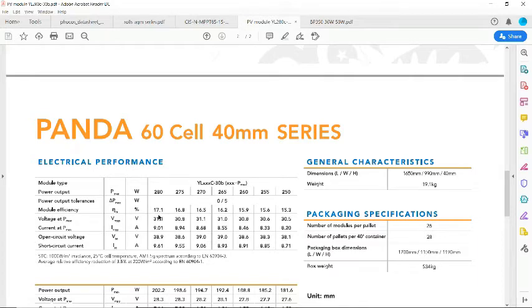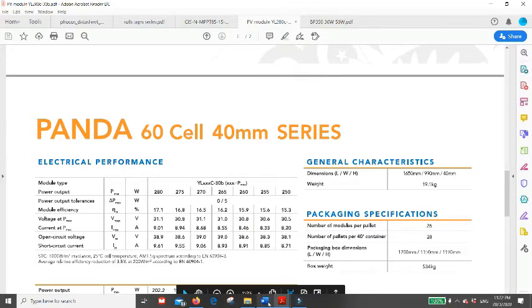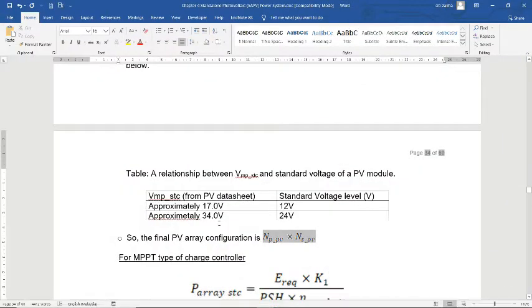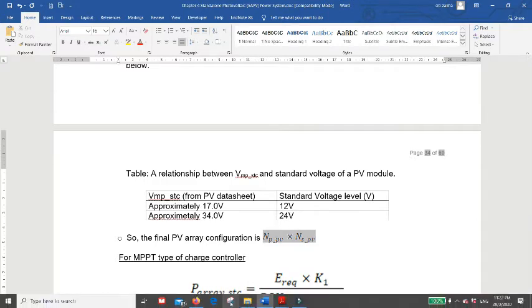So Yingli Panda YL 280. So this is PMAC 280C30B. So the voltage at maximum power is 31.1. So approximately 34 volt. So you choose standard voltage 24 volt.